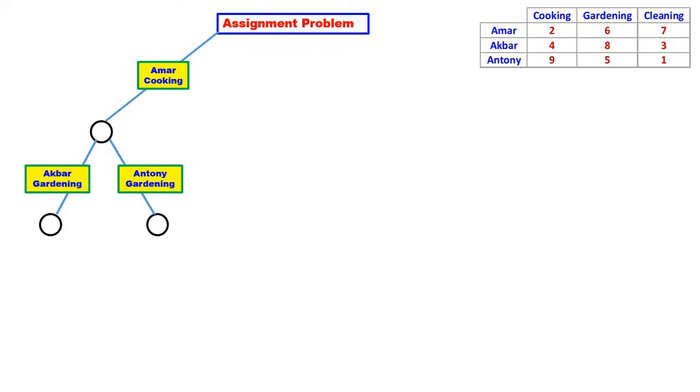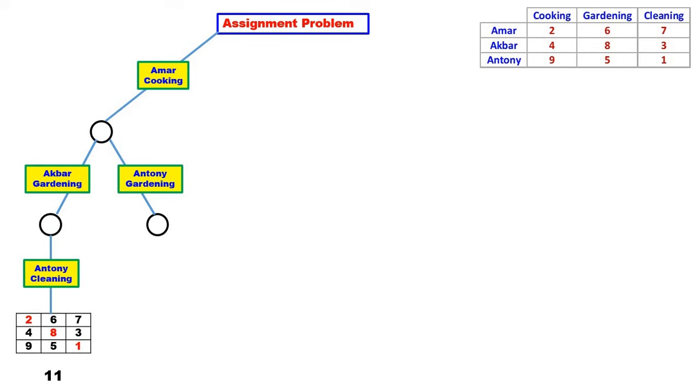When Amar is cooking and Akbar is gardening, what is the only option for Anthony? Anthony's only option is cleaning. So Amar cooking, Akbar gardening, and Anthony cleaning. So we have the solution. You can just observe the solution here. Amar cooking is 2. Akbar gardening is 8. Anthony cleaning is 1. What is the total cost? 11. So one solution we have got.